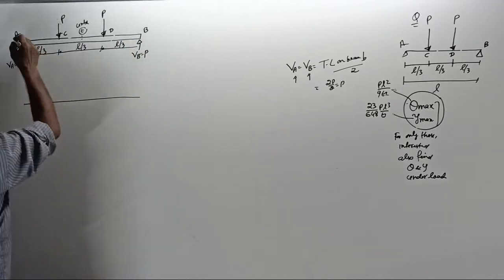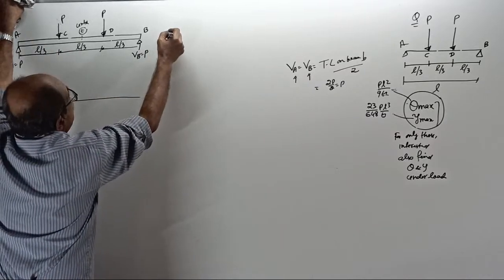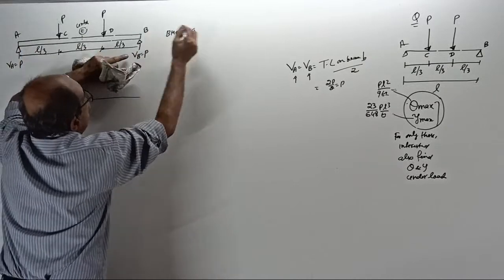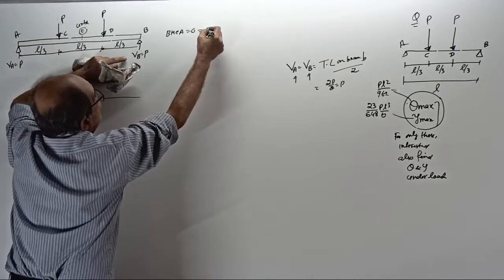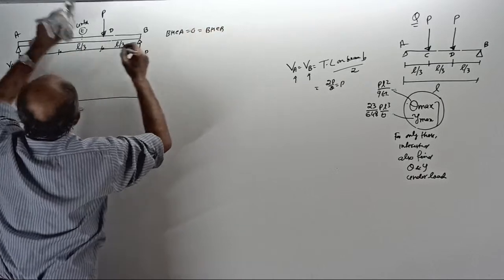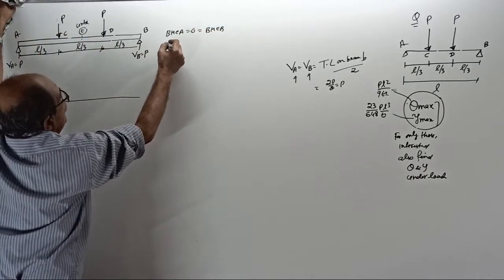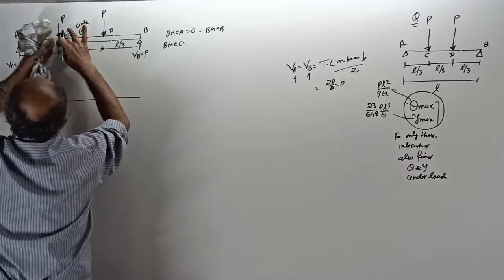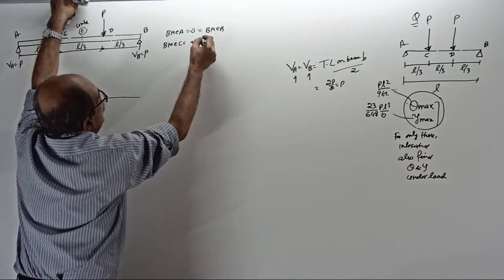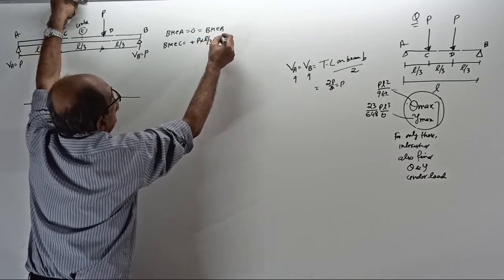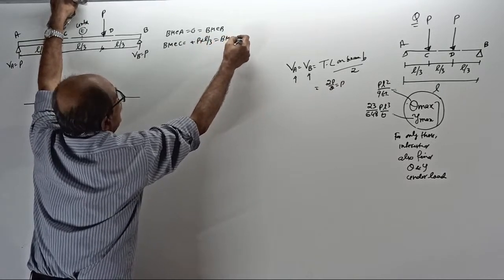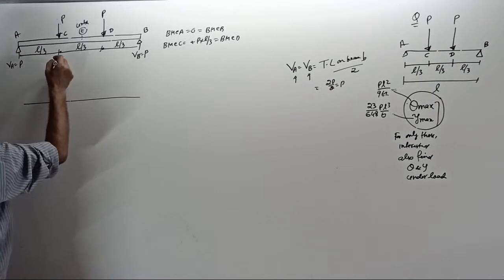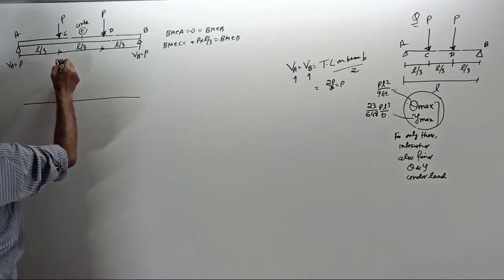Okay, start. You calculate the bending moment at A. Look this side: 0. At B also 0. Look that side, then the bending moment at C equals, looking this side, P into L by 3 plus P into L by 3, equal to the bending moment at D. So here it is PL by 3.